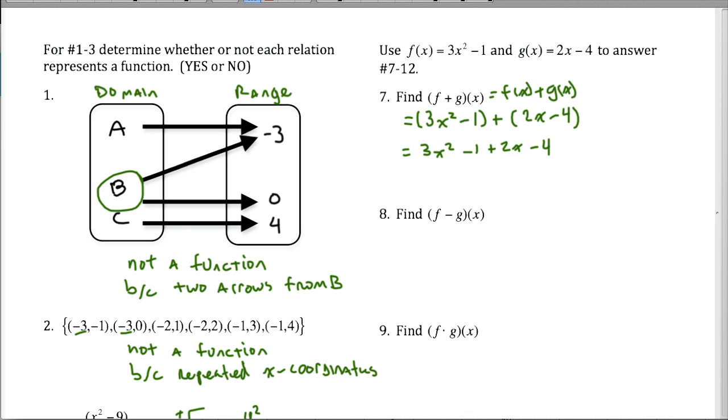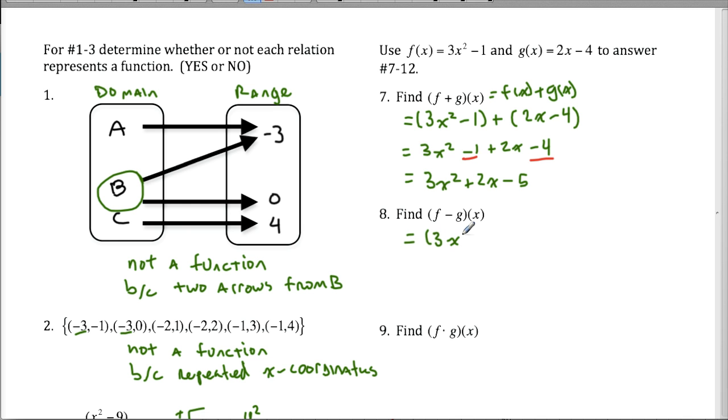And so now all I have to do is combine my like terms. So in this case, I have -1 and -4, and I'll combine them together. So I have 3x squared plus 2x, and then I combine -1 and -4. That gives me -5. Now, that doesn't seem like there was much to change with that parentheses, but now I'll show you why it's a good idea to write it with parentheses.